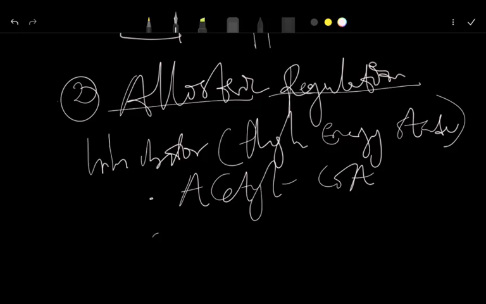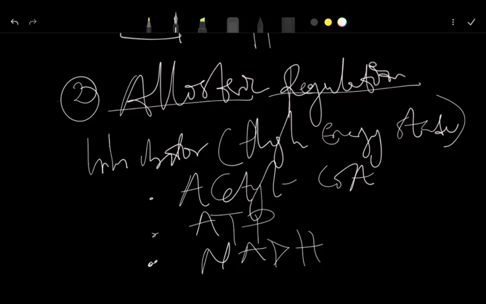We also have your ATP. ATP is a sign that the cell is energy rich, right? NADH is also a sign that the cell is energy rich. So this is the popular one we know: ATP, NADH. Since acetyl-CoA is the product of that PDH complex, it's going to inhibit the complex. Is that not so?